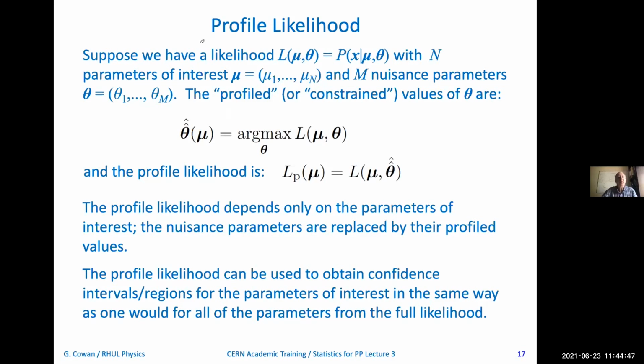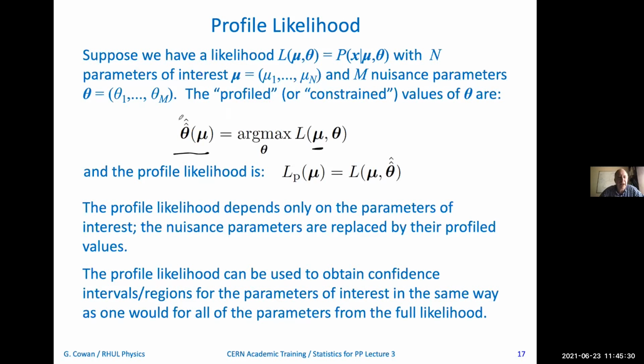One of the ways that we do this, well, the basic way that this is carried out in a frequentist analysis, is by constructing what is called the profile likelihood. So let's suppose that we have a likelihood that contains parameters of interest mu and some nuisance parameters theta, right? And let's suppose that there are n parameters of interest and m nuisance parameters. Then what we define are the profiled values, or constrained values, of these nuisance parameters. And these are defined to be the values of the nuisance parameters that maximize the likelihood for a specified value of the parameters of interest.